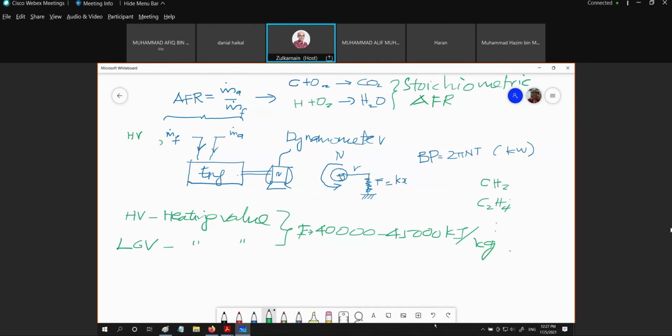So, what we could get from this M dot F, when we integrate this M dot F, what we could represent with these two values, HV or LCV, is the Q supply, also known as the Q in to the engine. And this should be derived from the M dot F multiplied by the LCV. Okay, so this is what we have.